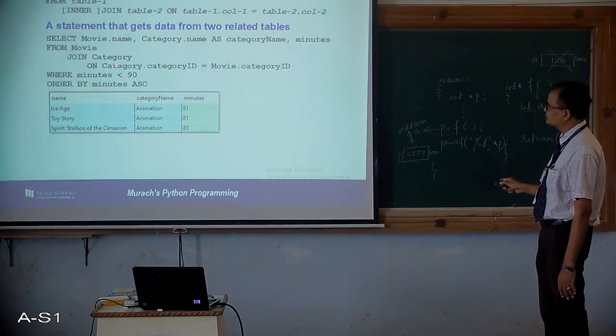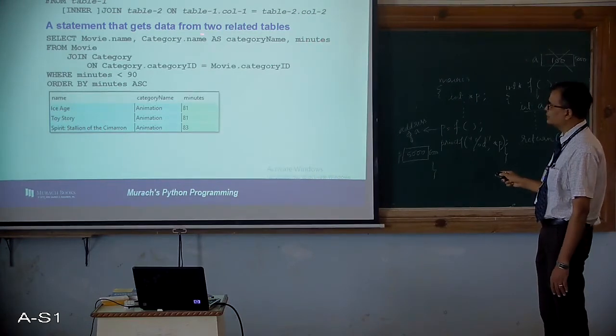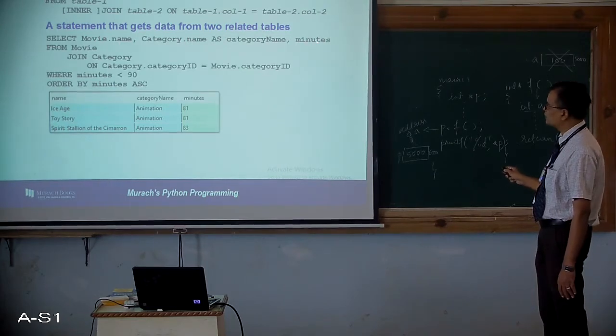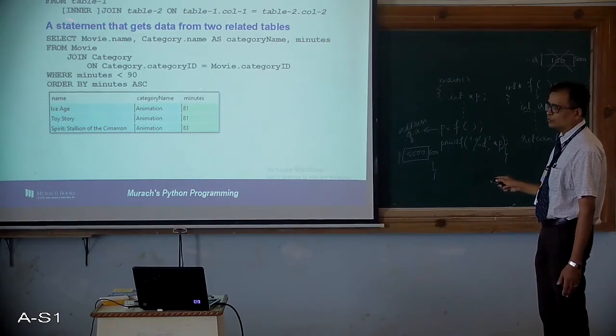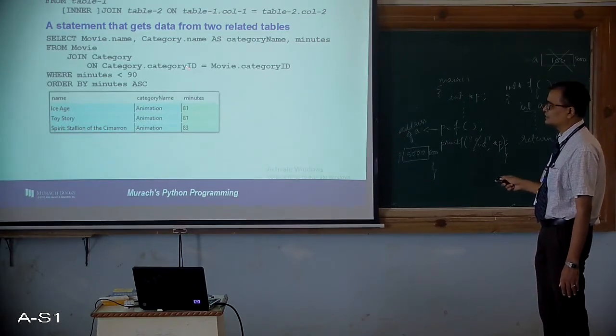Minutes will be displayed as minutes because there is nothing written there, and minutes is available only in movie, so there is no ambiguity. If there is ambiguity, then you will have to specify the name of the table. If there is no ambiguity, then you need not specify the name of the table. Minutes is available from movie only. It will search the movie table first. If it is not available, then it will search the other table.